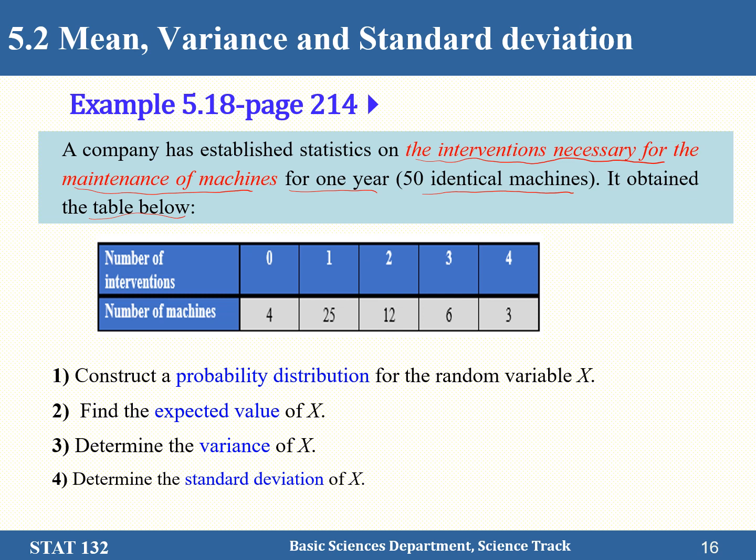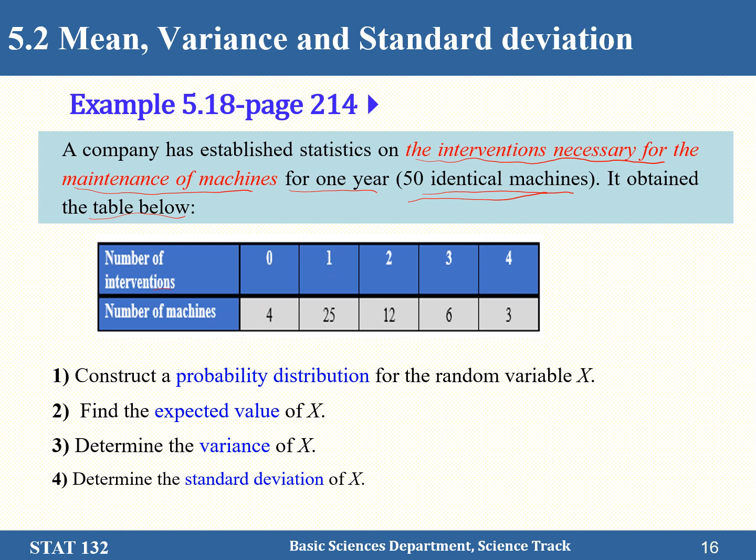So we have 50 machines here, and the statistic shows 4 machines with no intervention. So 4 machines didn't need any intervention, so it means they don't have any problem. But 25 of them, we went to them one time, and 12 of the machines required two times intervention. 6 of the machines needed 3 interventions, so it means they have more problems. And 3 of the machines needed only 4 interventions.